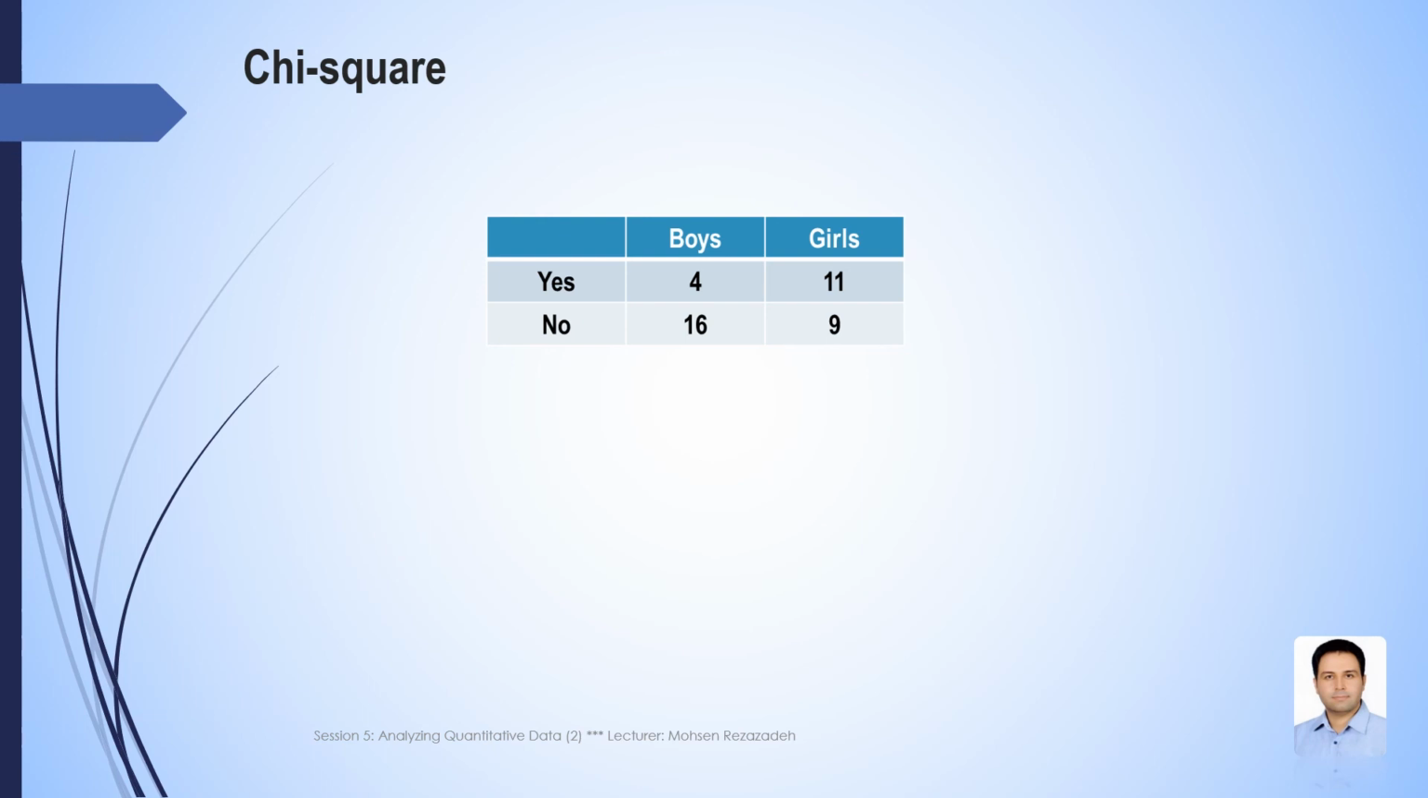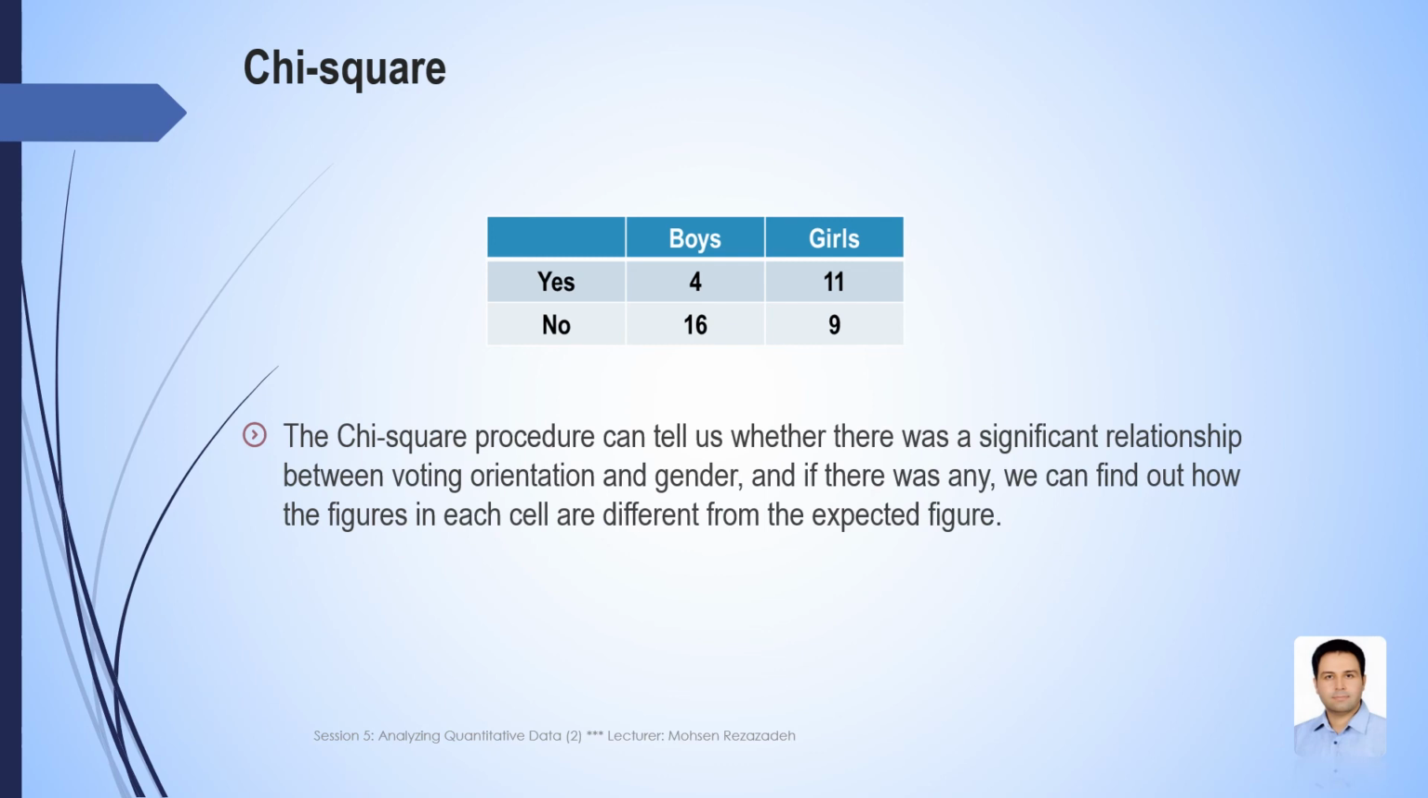The chi-square procedure can tell us whether there was a significant relationship between voting orientation and gender. This is the first part. The chi-square will tell us if there is any relationship between voting orientation and gender, and if there was any, we can find out how the figures in each cell are different from the expected figure. This is what chi-square tells us.